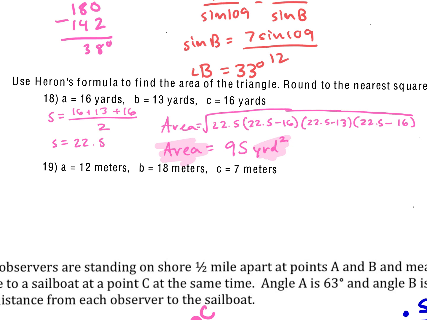So if it asks us to find the area and it gives us sides, we have to use Heron's formula. Before we can use Heron's area formula, we have to find S. So S is equal to A plus B plus C divided by 2. So 12 plus B, which is 18, plus 7, divided by 2. So what do we get for S? 22.5. For number 19? Oh, you're doing 19? Oh, 37? 37.